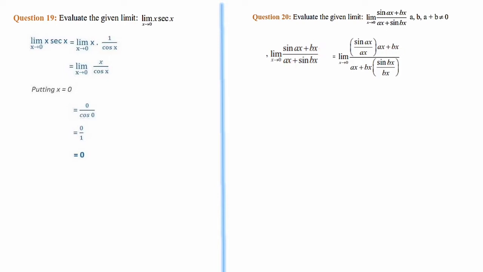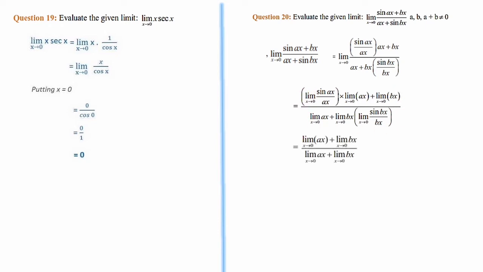Then here ax same. Here we need 1 extra bx in the denominator. We substituted that extra bx and we just multiply another bx on the numerator. Then limit x tends to 0 sin ax by ax, just taking the limit separately, into limit x tends to 0 ax plus limit x tends to 0 bx. That is the numerator, and the denominator is limit x tends to 0 ax plus limit x tends to 0 bx into limit x tends to 0 sin bx by bx. By using algebra of limits we have distributed the limits.